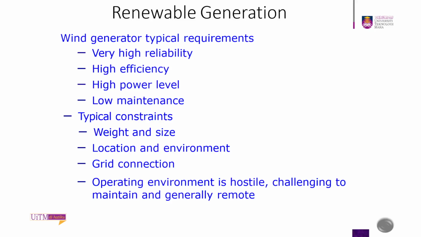Wind generators typically require very high reliability, high efficiency, high power level, low maintenance. And typical constraints will be weight and size, location, environment, grid connection. Operating environment is hostile, challenging to maintain, and generally remote. So this is why the main constraints of a wind generator are a hostile environment, challenging to maintain, generally remote.